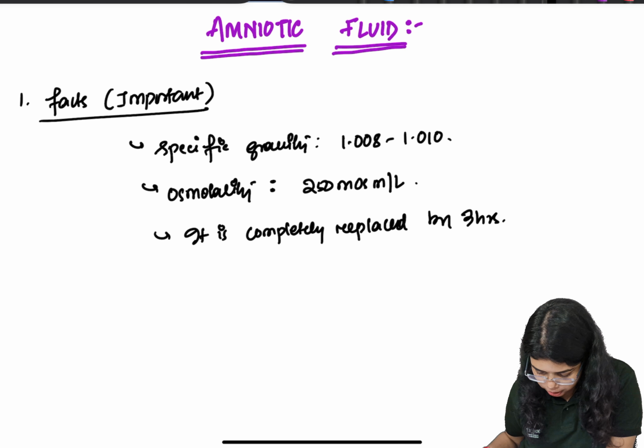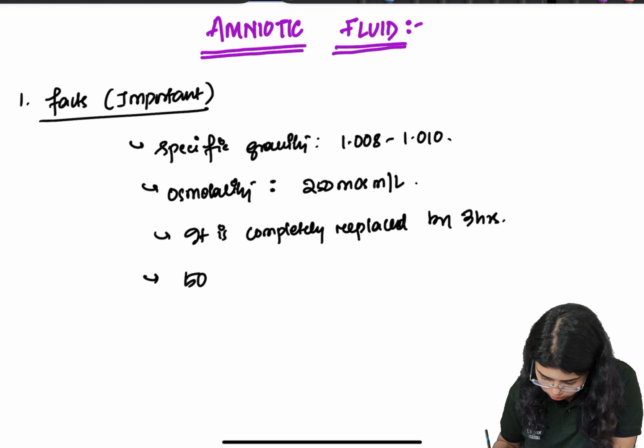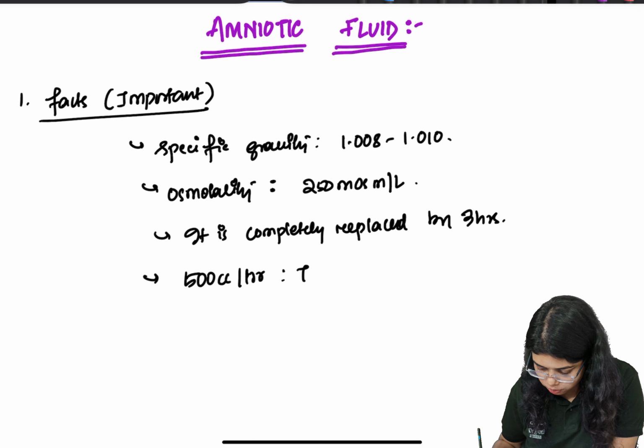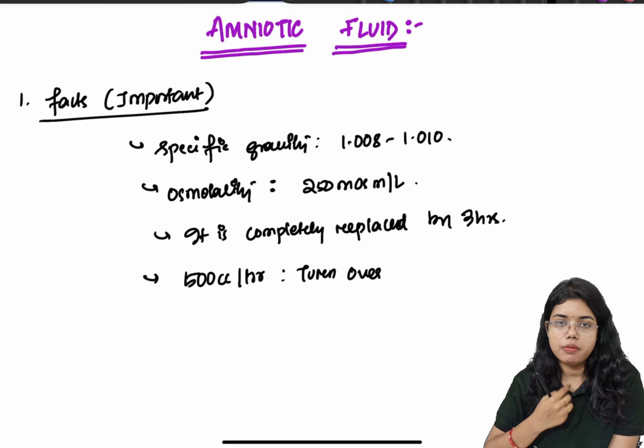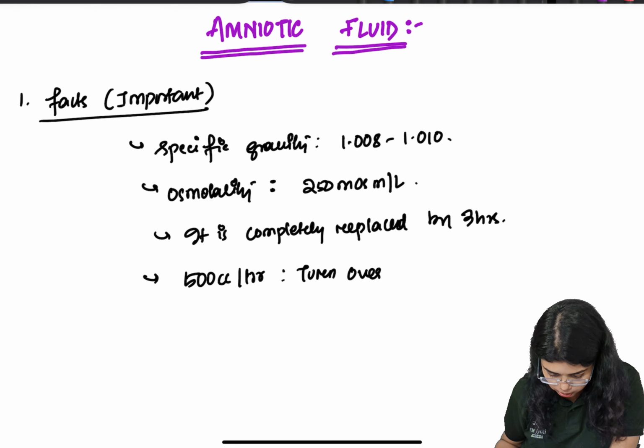So what is the rate of amniotic fluid turnover? It is 500 cc per hour. So it can be replaced completely in 3 hours.